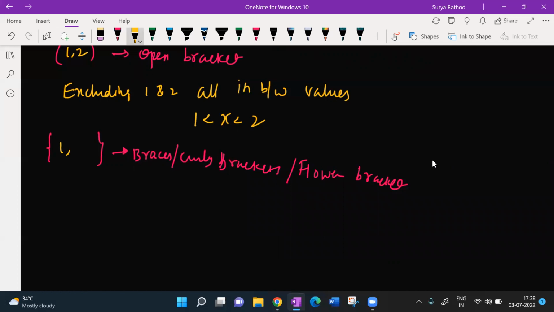Now, if I say flower bracket 1 comma 2, what do you mean by flower bracket 1 comma 2? Only 1 comma 2. No in-between values, nothing actually. This is a set, a representation of a set, S-E-T. All right. So here only 1 and 2, nothing more than that. No in-between values, no other values than this. Any doubts? You got this.